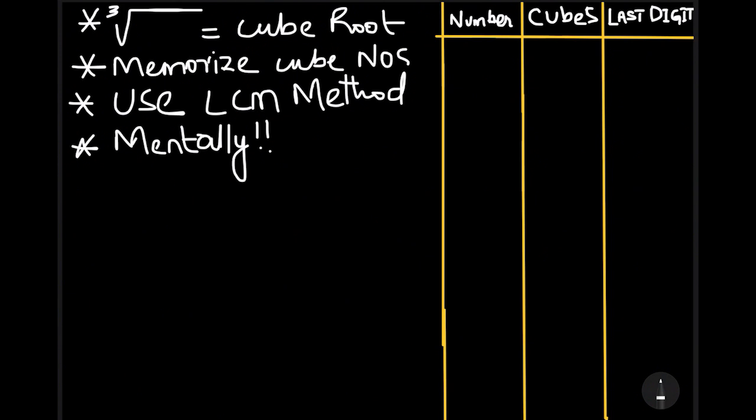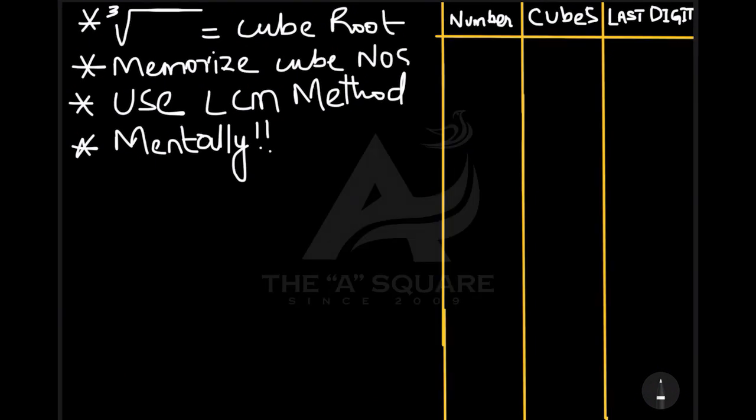A cube root is basically a sign where a 3 is mentioned right outside the radical sign. It looks like a division sign, but with a 3 mentioned outside, it means you have a cube root to calculate, and a cube root means you have to make a group of 3.